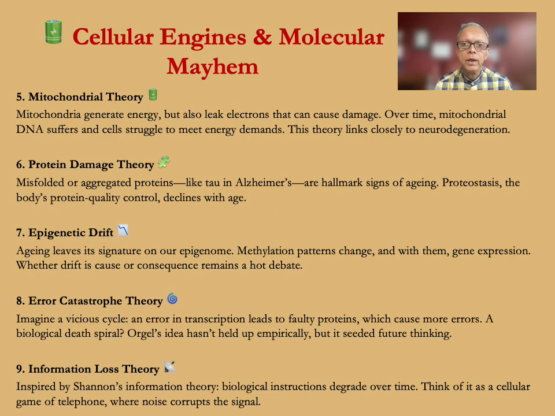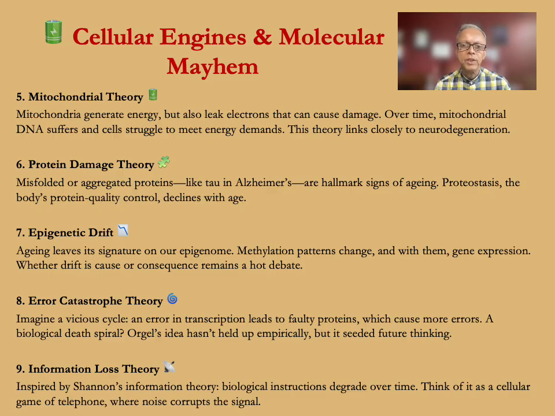Cellular engines and molecular mayhem. The mitochondrial theory. Mitochondria generate energy, but also lose electrons that can cause damage. Over time, mitochondrial DNA suffers and the cells struggle to meet energy demands. This theory links closely to neurodegeneration. The next theory is the protein damage theory. Misfolded or aggregated proteins, like tau in Alzheimer's, are hallmark signs of aging. Proteostasis, the body's protein quality control, declines with age.